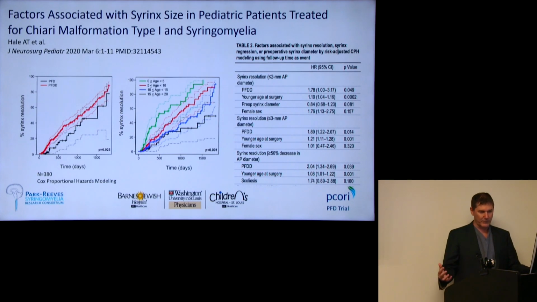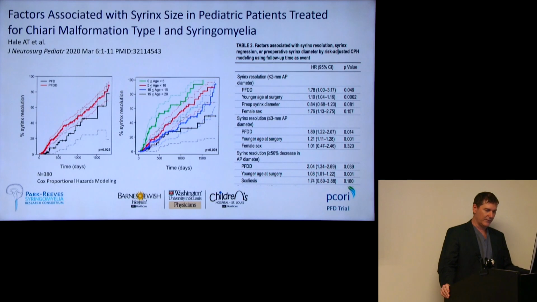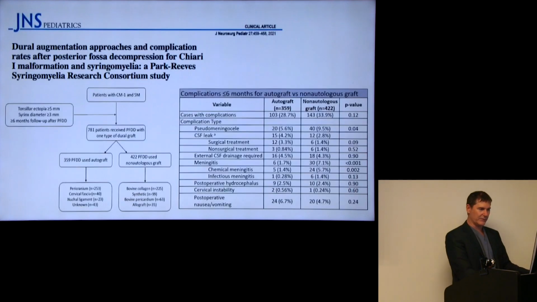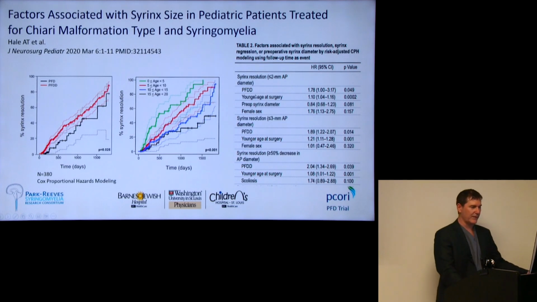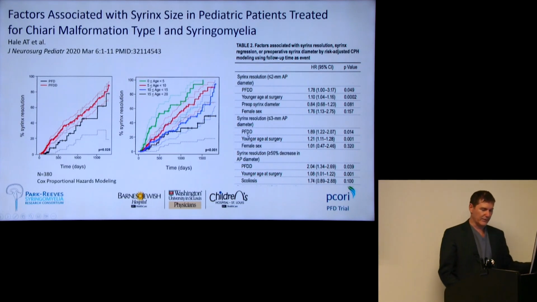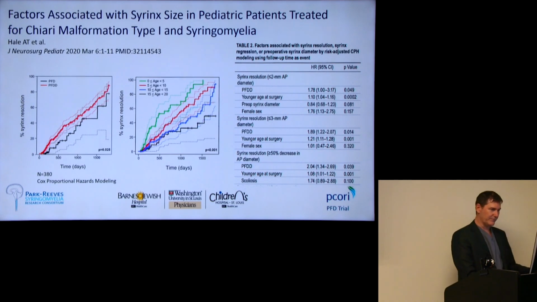And so this was a paper looking at that question, and this was Andy Hale, who's now a resident at University of Alabama, Birmingham. And what he identified is no matter how you looked at syrinx regression, and it can be defined in a number of different ways, so reduction in syrinx size, let's just say, the best way to treat it in this particular study is to treat it early. So in people who were treated earlier and people in this study that had a duroplasty operation were more likely to have a response in terms of their syrinx to surgery.